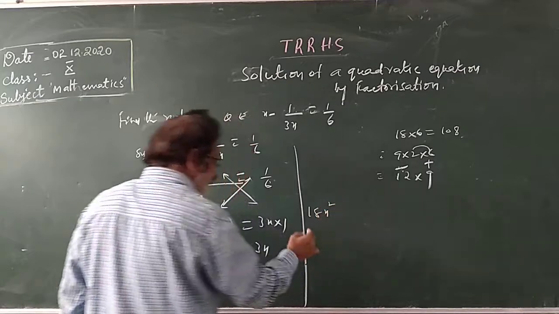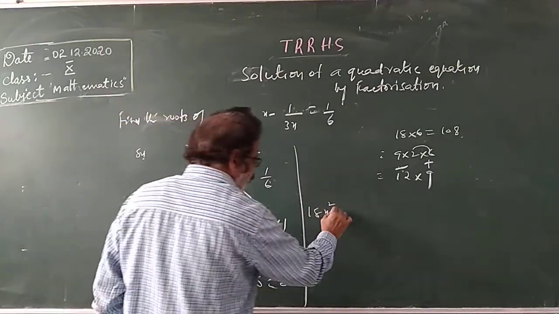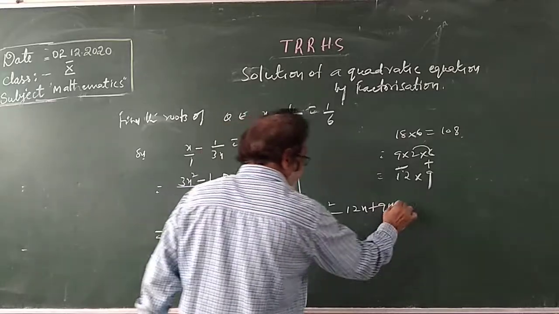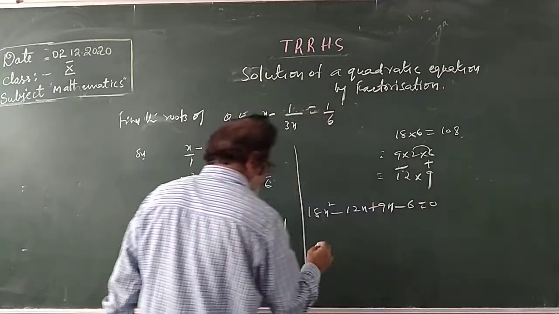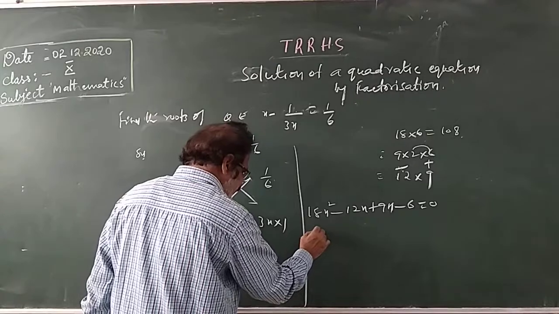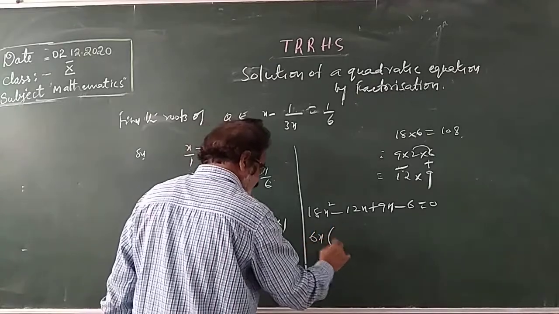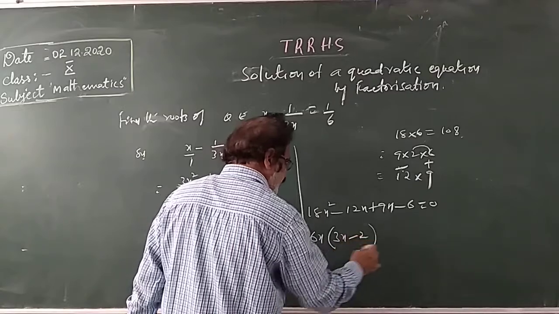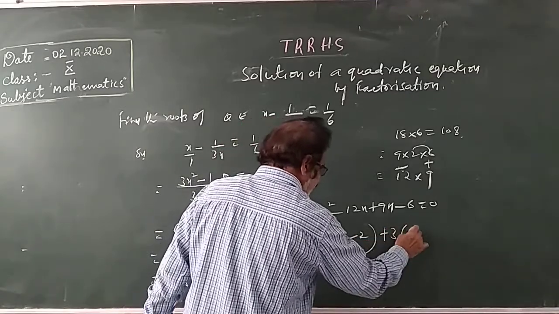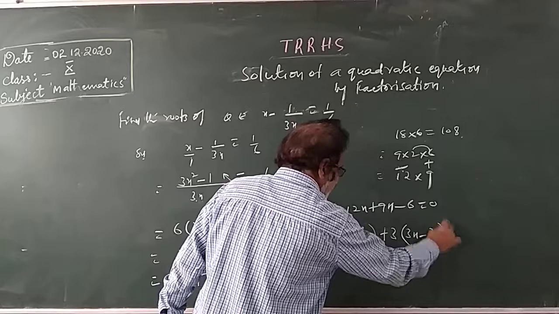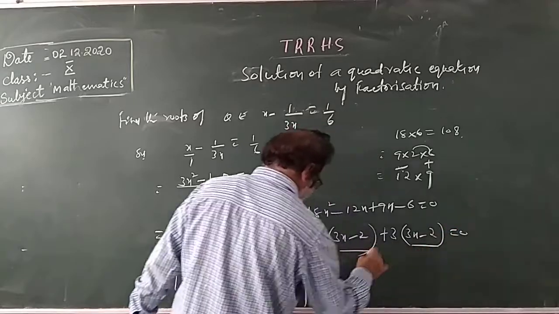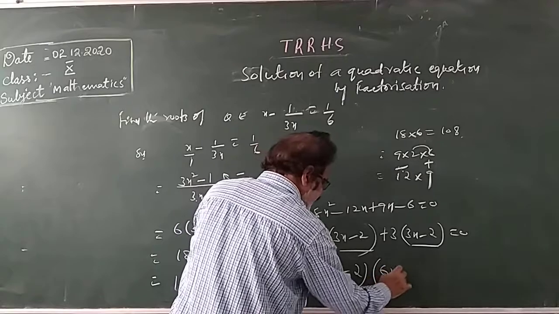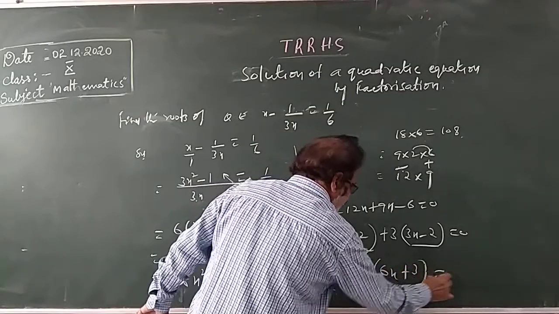So now what we have to do? 18x square, instead of minus 3x, write minus 12x plus 9x minus 6 equal to 0. Take 6x common: 6x(3x minus 2). Here 3 common: plus 3(3x minus 2) equal to 0. Taking 3x minus 2 common, we get (3x minus 2)(6x plus 3) equal to 0.